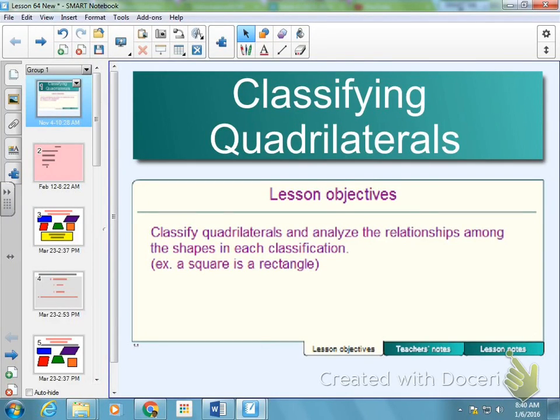Okay, today we're going to be on lesson 64. This is classifying quadrilaterals, and our objective today is to classify quadrilaterals and analyze relationships among the shapes in each classification.